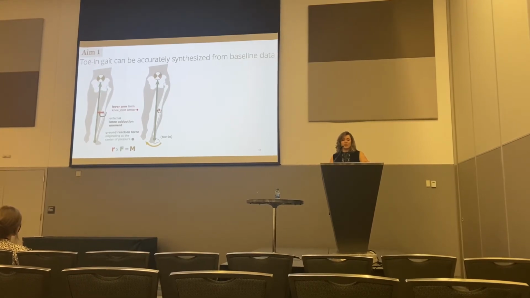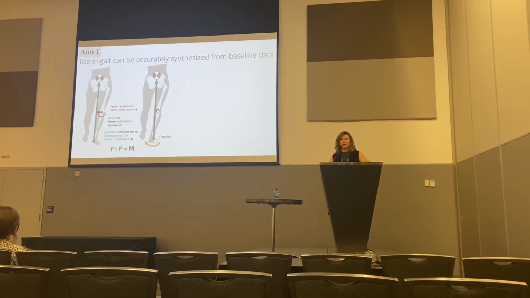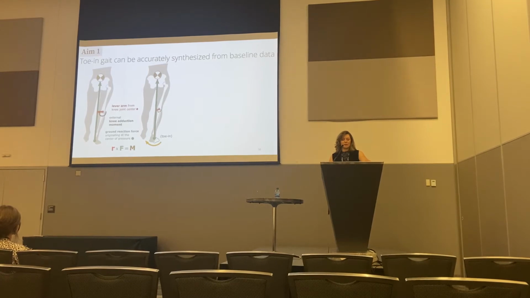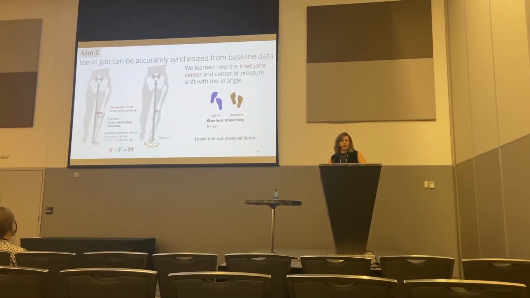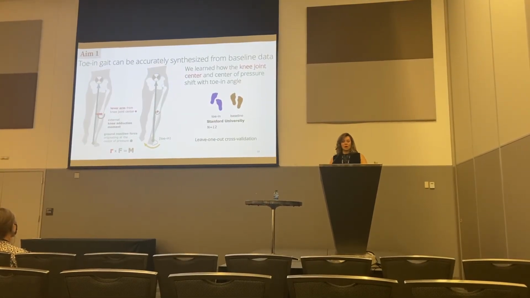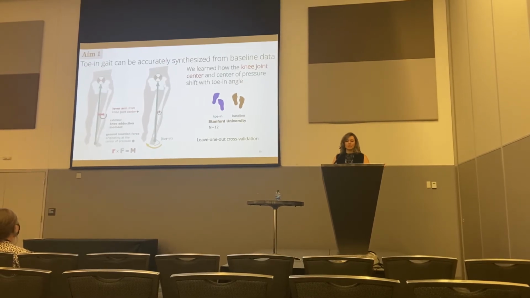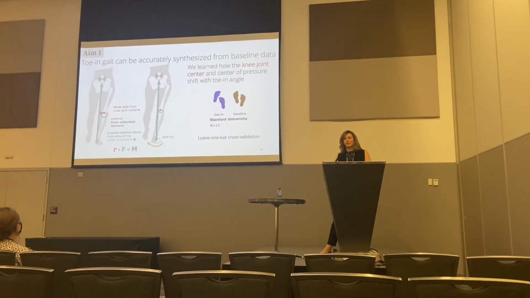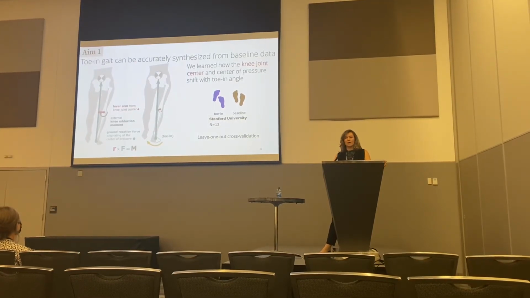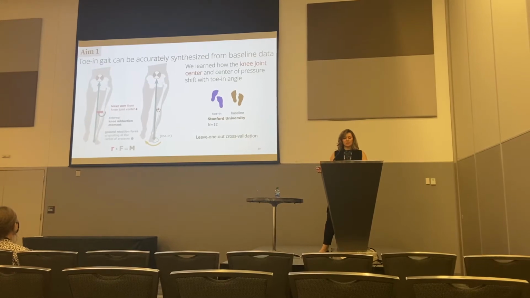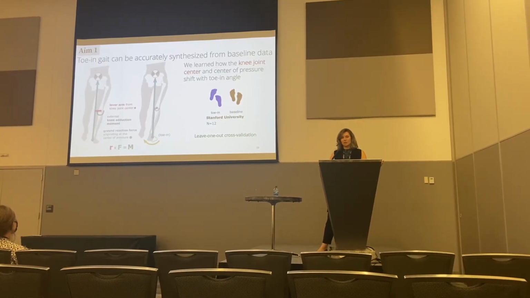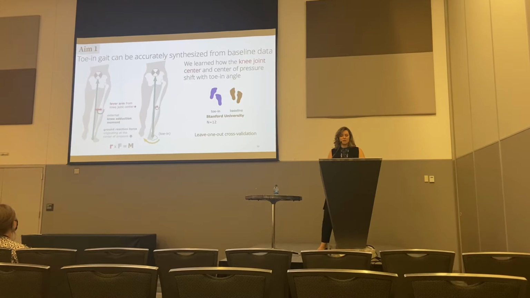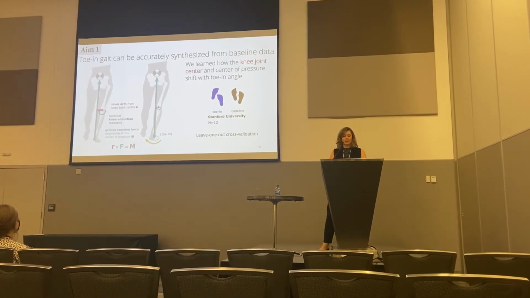Toe-in gait reduces CAM by shifting the knee joint center medially and the center of pressure laterally. So we learned how the knee joint center and the center of pressure shift with a changing toe-in angle relative to the pelvis using the ground truth toe-in gait data. So we binned all of the steps from all the subjects based on their toe-in angle, and created average toe-in trajectories for the knee joint center and center of pressure for every toe-in angle. Now, given a toe-in angle, we could estimate what the knee joint center and center of pressure trajectories would look like for a given subject, and used a leave-one-out cross-validation on subjects to evaluate our synthetic gait.